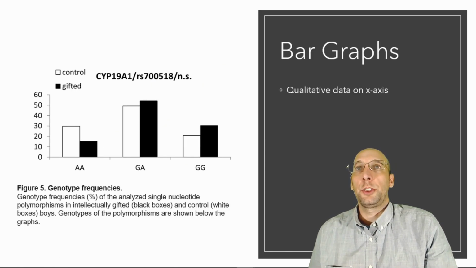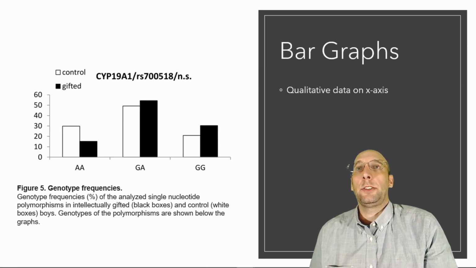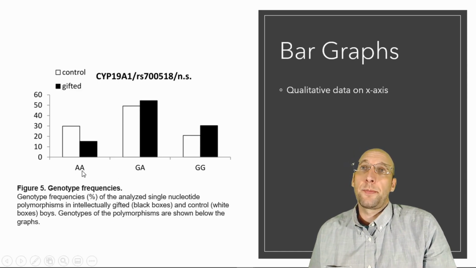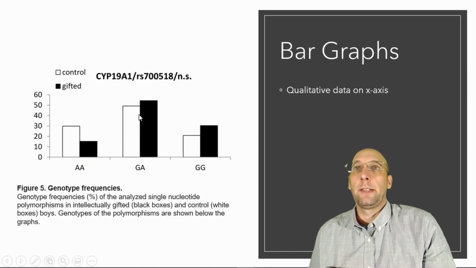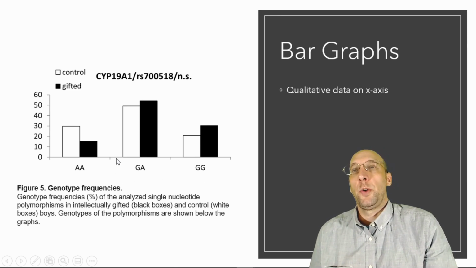Bar graphs usually show qualitative data on the x-axis. So you don't have a quantitative data on the x-axis. Use a bar graph because you can't show a relationship between two things. These are showing genotypes, and we have a homozygous AA, homozygous GG, and this heterozygous. There's no way to show an in-between of this. There's no like half G in between. So we have to use a bar graph to show the difference between these three pieces of information, these three genotypes.